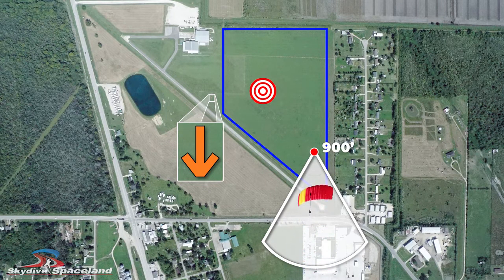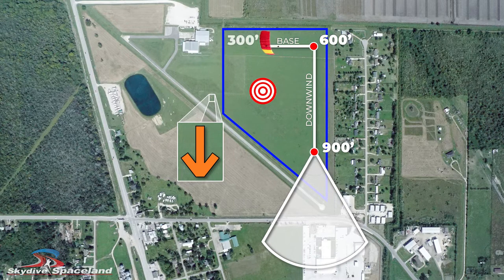At 900 feet, we'll start the downwind leg of our landing pattern. Flying downwind means that we're moving faster over the ground because we're traveling the same direction that the wind is moving, and the wind speeds us up. At Skydive Spaceland and at many other drop zones, we fly a left-hand pattern. That means at 600 feet, we'll make a left turn onto our base leg, and we're now flying across the direction of the wind. When we reach 300 feet, we'll make our last turn onto our final leg as we line up with the direction of the arrow.